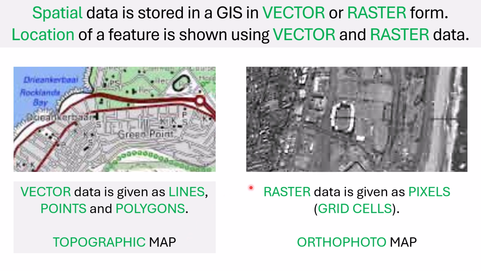Raster data is given in the form of pixels, or you can speak about grid cells, but every photograph or every picture is made up of a number of pixels. So raster data is given as pixels or grid cells, and therefore the orthophoto map is an example of raster data because the location of certain features are seen on the photograph and they appear as grid cells. So the difference between vector and raster is that in vector, the information of the data is given as lines, points, and polygons, whereas in the case of raster data, the information is given as grid cells.